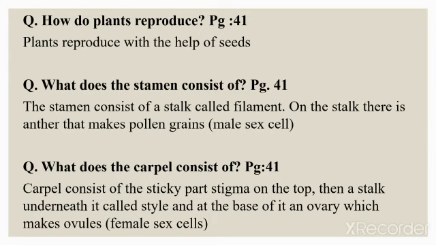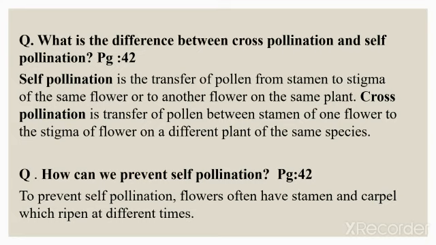What is the difference between cross-pollination and self-pollination? This question is on page number 42. Self-pollination is the transfer of pollen from stamen to stigma of the same flower or to another flower on the same plant, while cross-pollination is the transfer of pollen from stamen of one flower to the stigma of a flower on different plants of the same species.